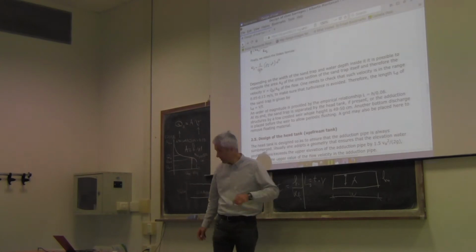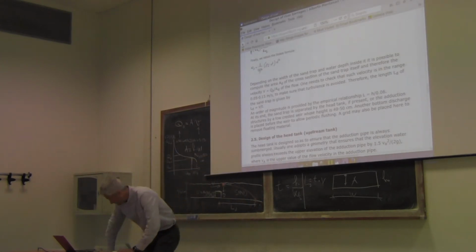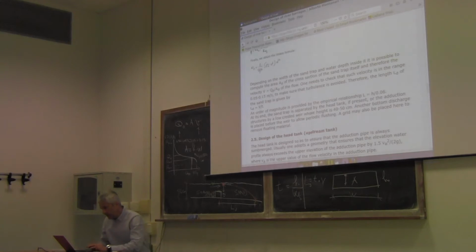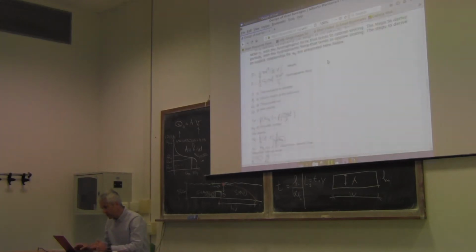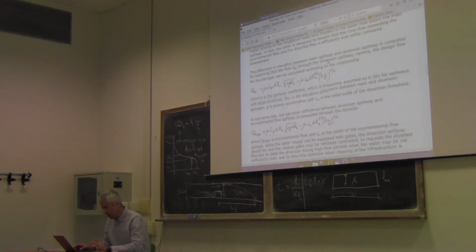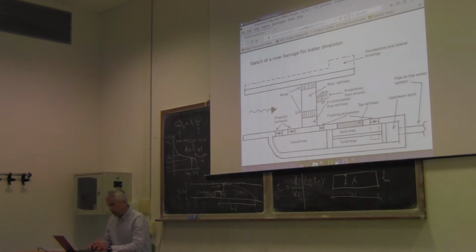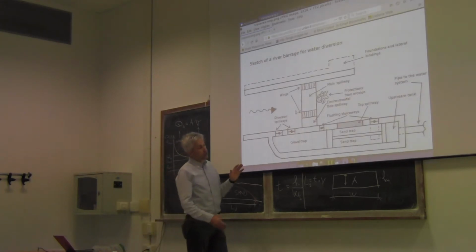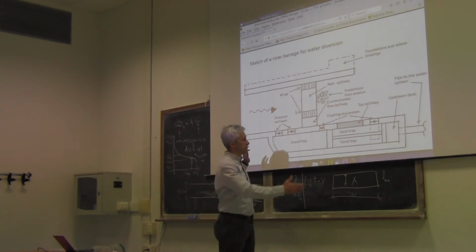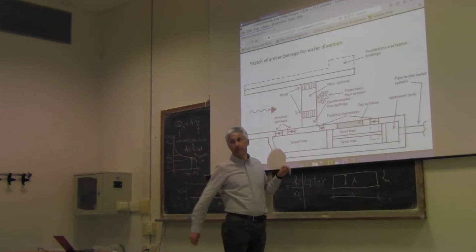Okay, let me go back to the sketch. As I said, for the gravel trap, usually we don't make a specific design. We may repeat, if we wish, the same reasoning. But actually, what we do usually is to take an empirical approach, like, okay, let's say half of the length.